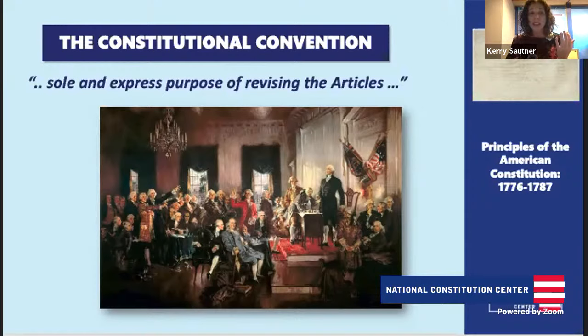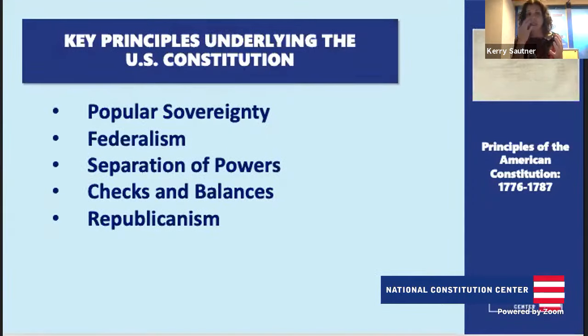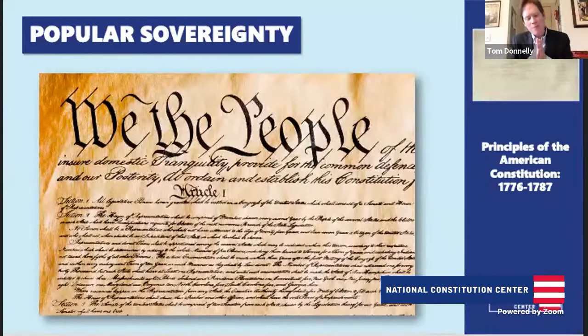So as we dive into those big principles and the key principles underlying the United States Constitution, we're going to tick through them one by one, from popular sovereignty to republicanism, and get clear definitions and see examples of how they work. So Tom, we've got 9 minutes. We can do it. It's perfect. Yes, I think it'll give us just enough to whet everyone's appetite. So let's start with the idea of popular sovereignty. What do we mean by that?